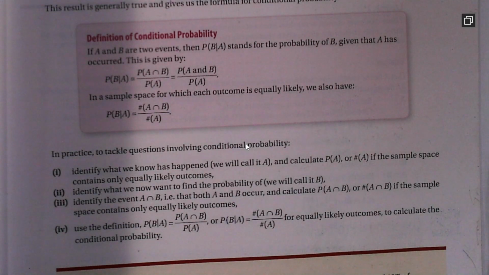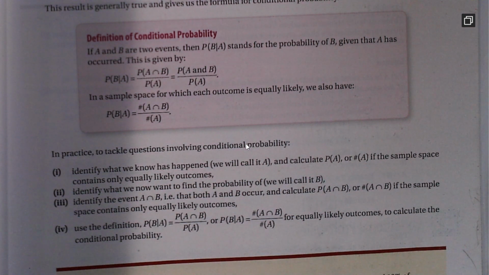Right. So, here is the formula. If A and B are two events, the probability of B given A means B occurs given that A has already occurred. So, what's the probability of B given that A has occurred? It is given by the following formula.